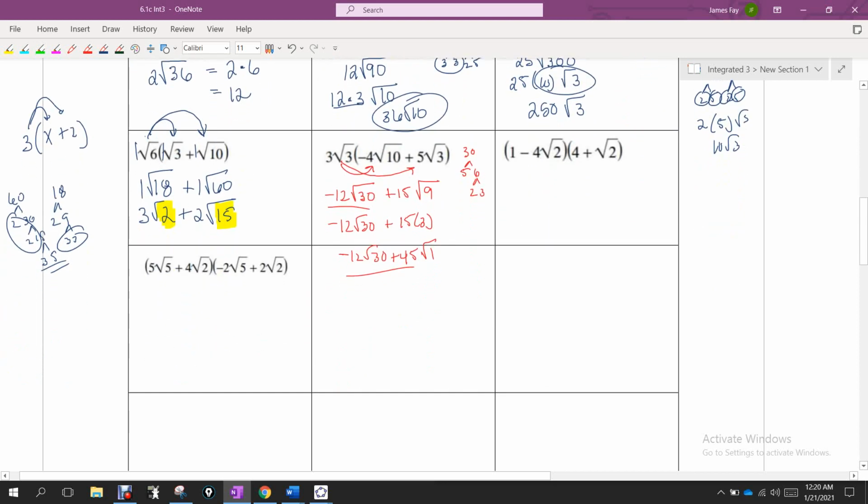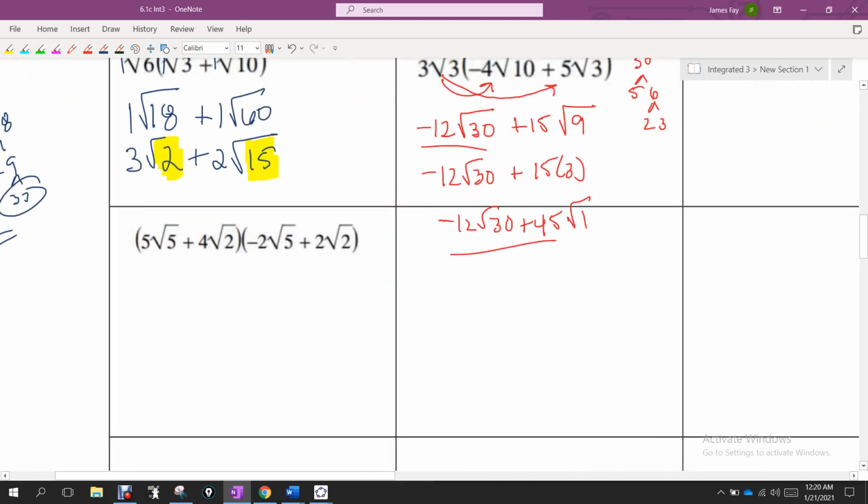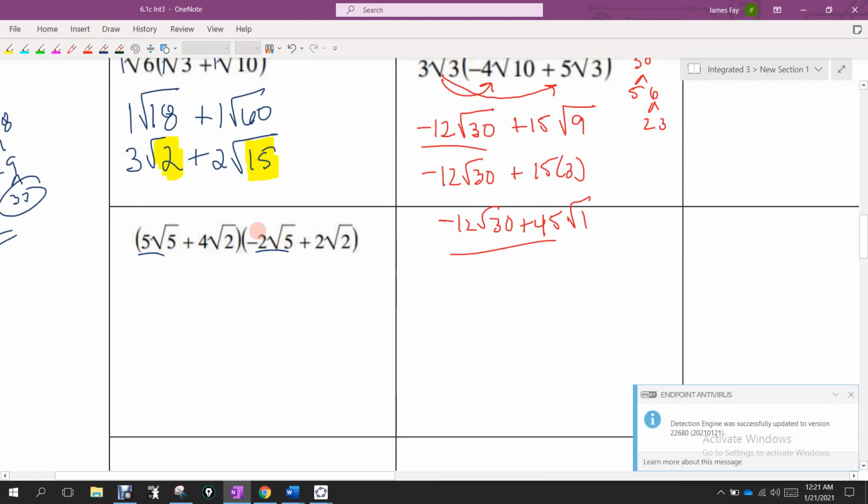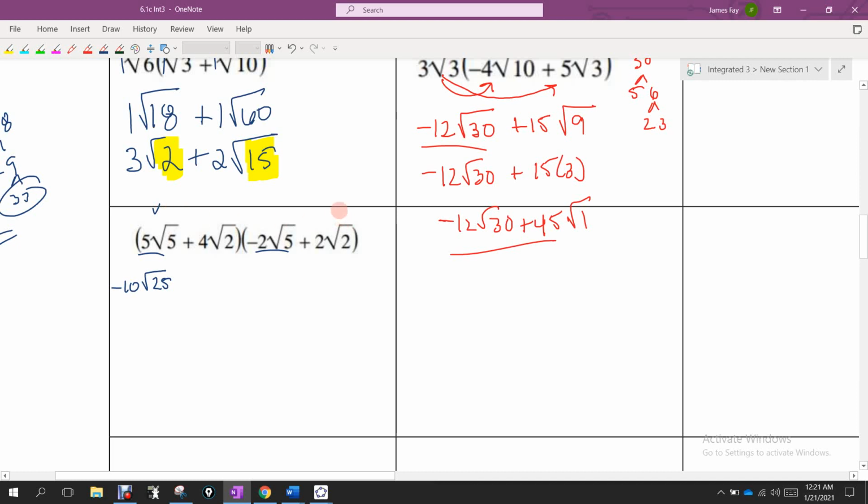Let's skip this one. Let's come down to this last one. This last one here is still multiplication. This one is a little bit nastier. It's foiling. You've got a binomial times a binomial. First times first. So 5 times negative 2 is negative 10. Radical 5 times radical 5 is radical 25. Now I'll do outside times outside. So 5 times 2 is positive 10. 5 times that 2 is radical 10.